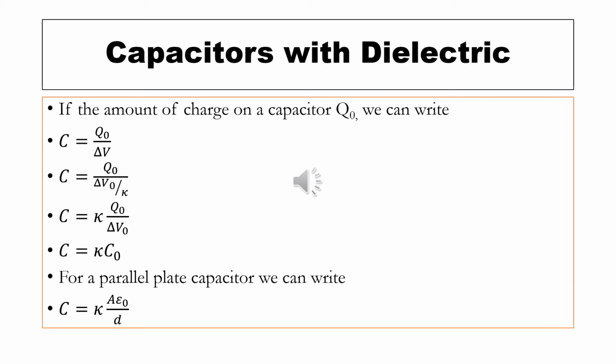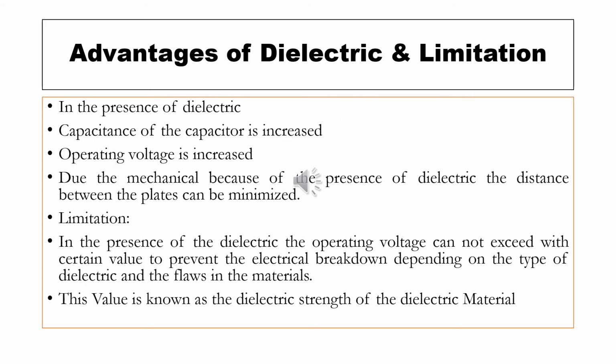So for a parallel plate capacitor, we can write the capacitance as kappa epsilon naught A over d, where kappa always has a value greater than 1. In the presence of the dielectric, we have some advantages and some limitations. By inserting a dielectric slab, the capacitance of the capacitor can be increased, and the operating voltage is also increased. It means if you are operating a capacitor between 5 to 10 volts, we can increase it up to 5 to 13 volts as well.